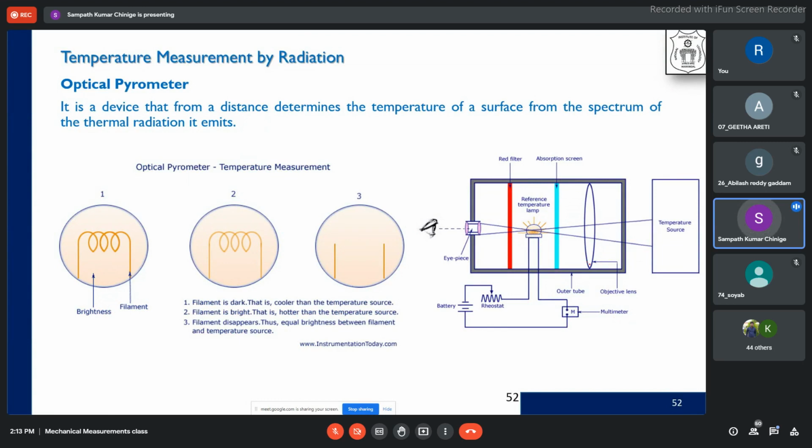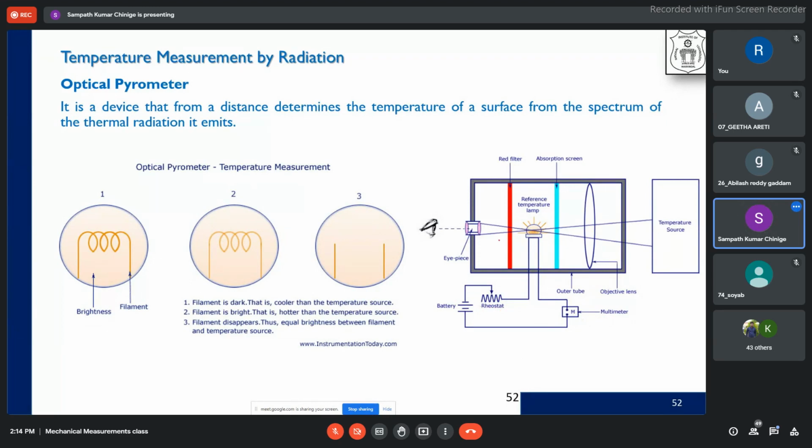The temperature source will emit radiation, and this radiation will come through the objective lens and focus onto the filament of the bulb that we have kept as a reference temperature lamp. We are supplying electrical energy from the battery, and we are controlling the current through the bulb by means of a rheostat. We are also measuring the current and voltage passing in this circuit with a suitable multimeter.